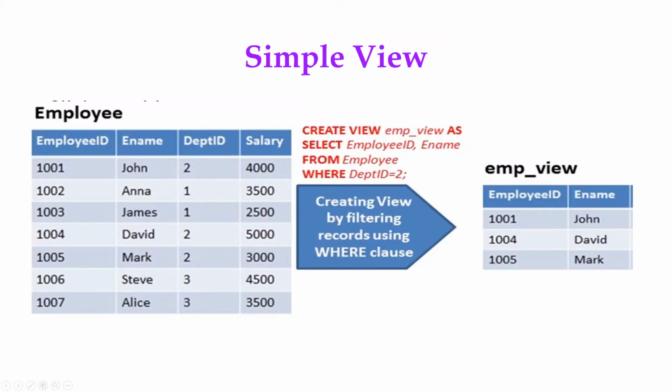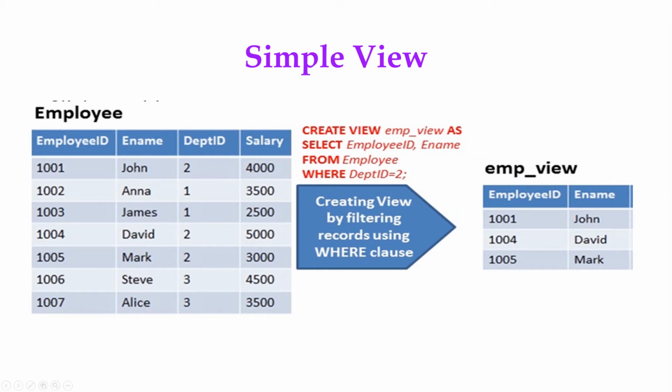So let us see how a simple view looks like. This is an employee table with employee ID, employee name, department ID and salary as attributes. Now I am going to create a view called employee view by selecting my employee ID, employee name from this table where my department ID is equal to 2. It is a very simple query. So I am just selecting the attributes only from the employee table matching department ID equal to 2.